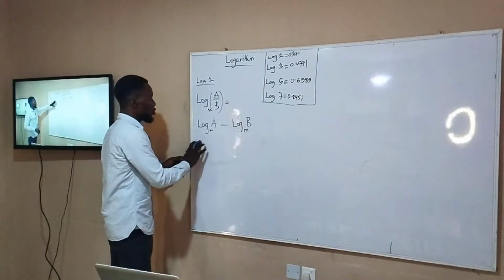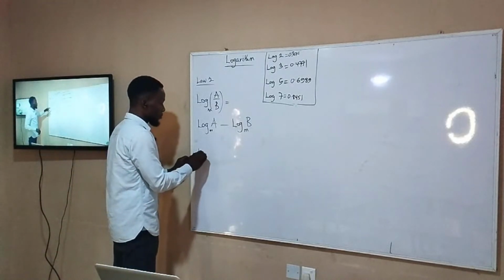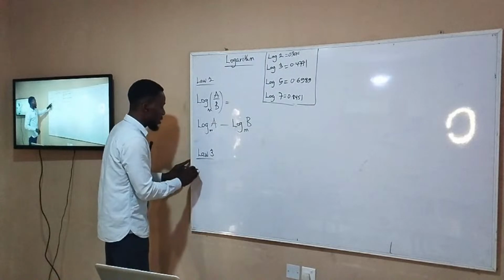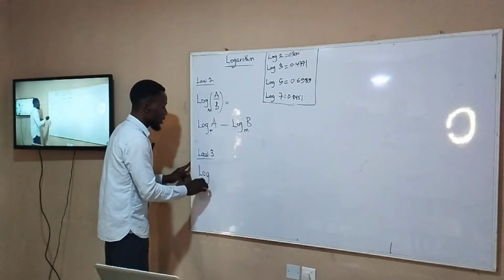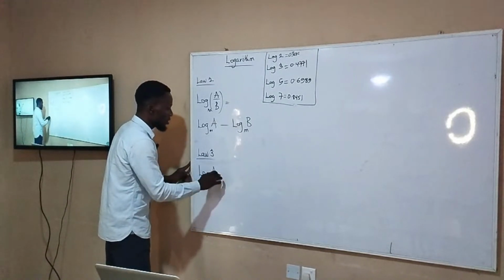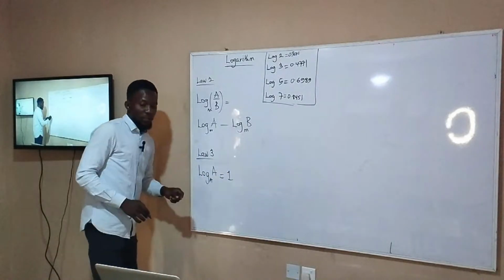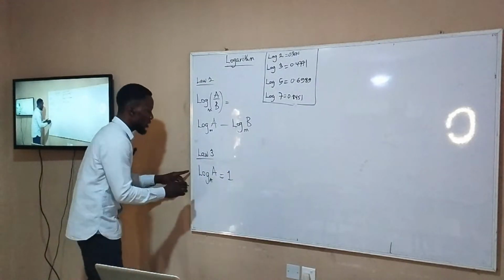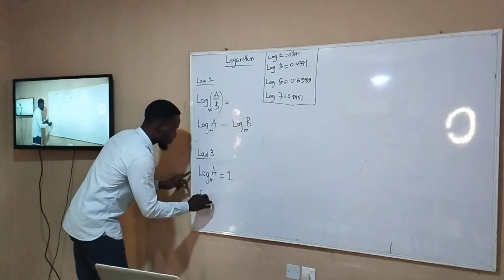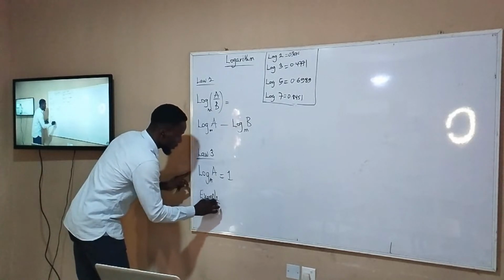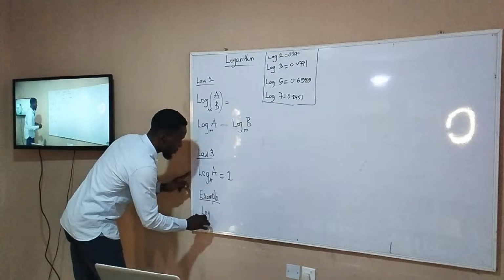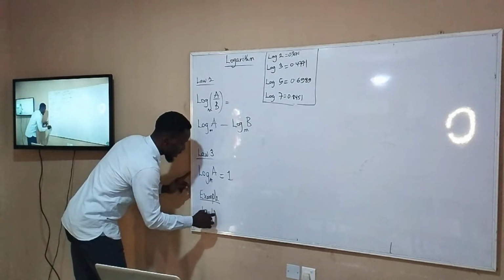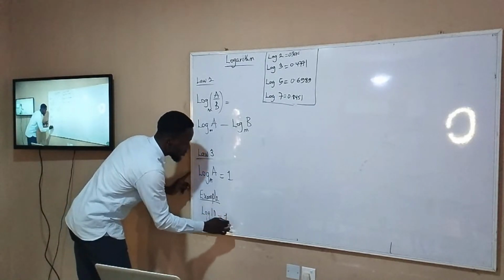Now let's go to law 3. Whenever we have log a base a, it should be 1. Whenever you have log a base a, it should be 1. Example of that is if you have log 10 base 10, in as much as this and this are the same, it will be 1.